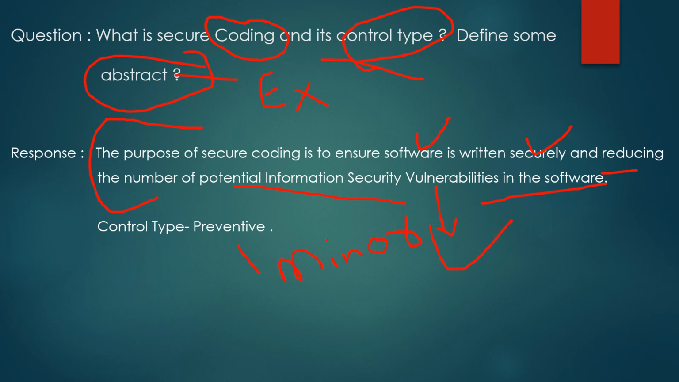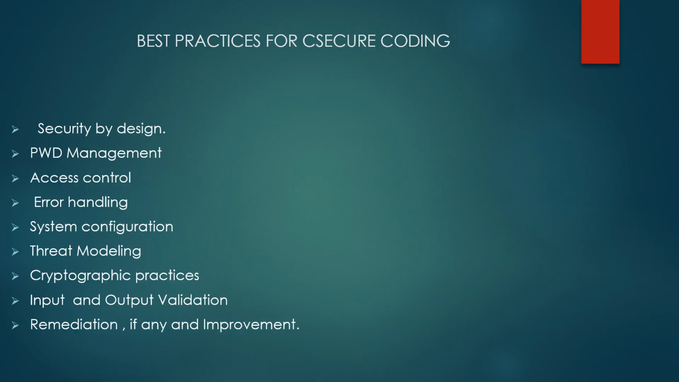Next question is, what are the control types? Guys, the control type is preventative. The best practices for secure coding: number one, it should be security by design. Then password management, access control methodology, error handling capability, good system configuration, and the threat modeling part. Cryptographic policies we should add here. Input and output validation. Next is remediation, if any, and finally improvement of the secure coding application development part. So these are certain best practices you should follow.